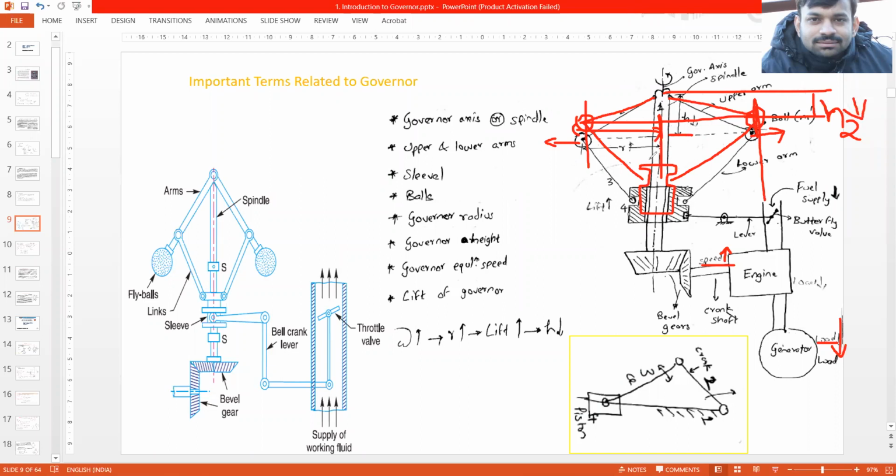And similarly, in the third position, let me draw it in a different color. In the third position, if the speed of the engine is reduced, if the load is suddenly increased, then the speed of the engine will reduce. If the speed reduces, these balls will rotate at lower speed, so the next configuration would be something like this. These balls will rotate at lower speed, and it will push the spindle to some lower position.